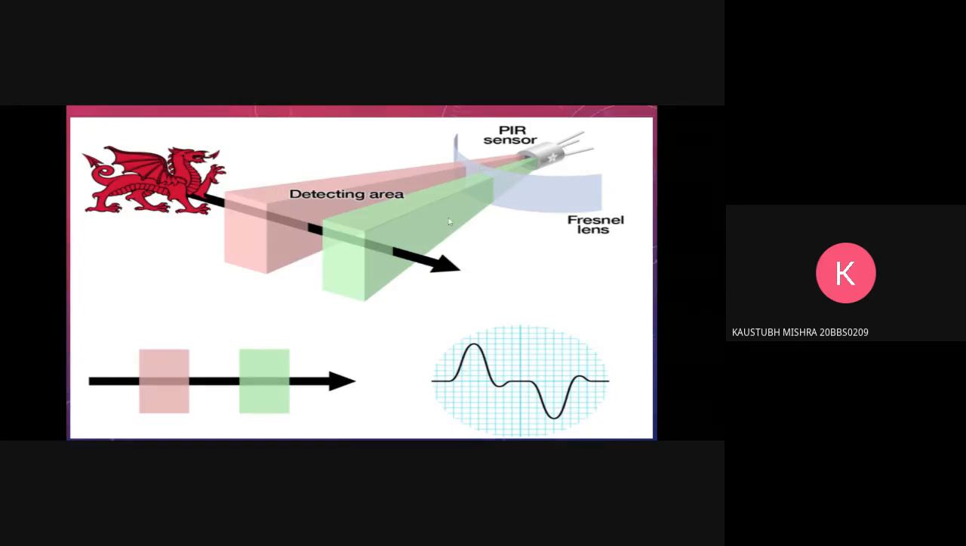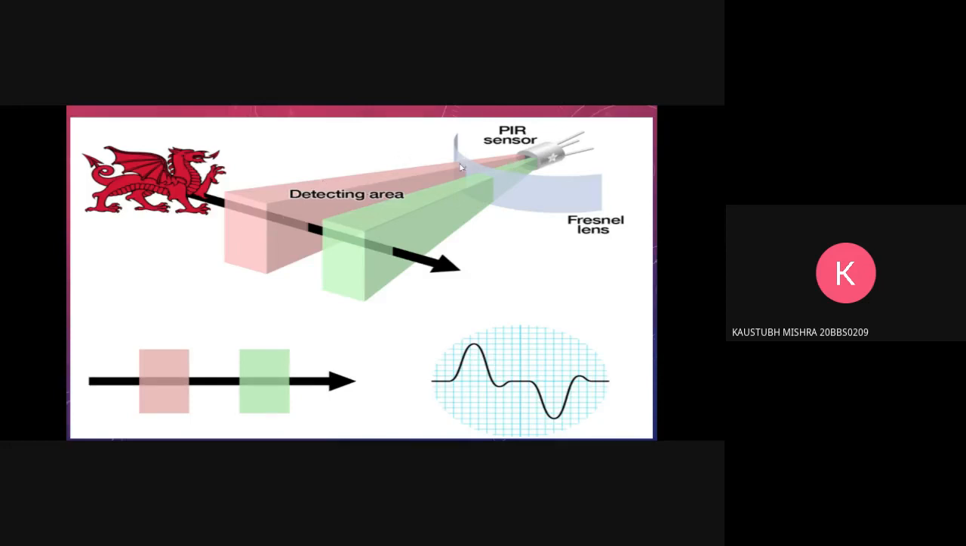And the PIR sensor detects movement in this way. Now you might be wondering, what is this glass sheet over here for, the Fresnel lens? This is just to alter the detecting area. Let's say we remove this lens, then the detecting area would be really narrow.